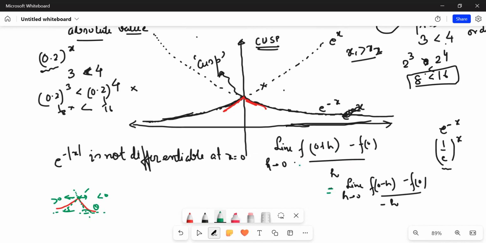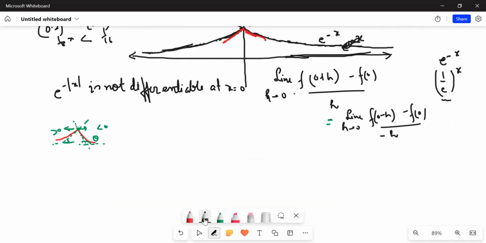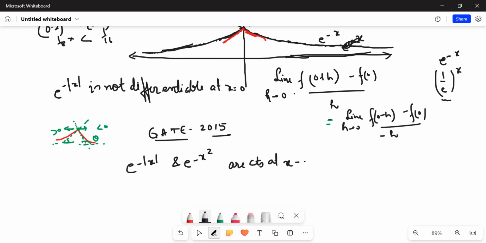So clearly, if you want to mark a distinction between the two, see e raised to the power minus modulus of x and e raised to the power minus x square. This was asked in GATE 2015. So this was the premise of whatever I was teaching you right now. Are both continuous at x equal to 0? The continuity is not affected. See, continuity is not affected.